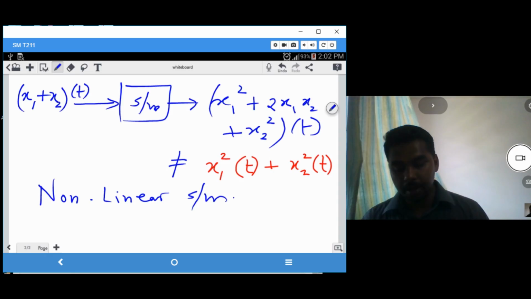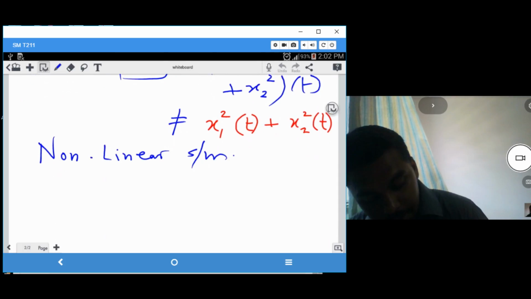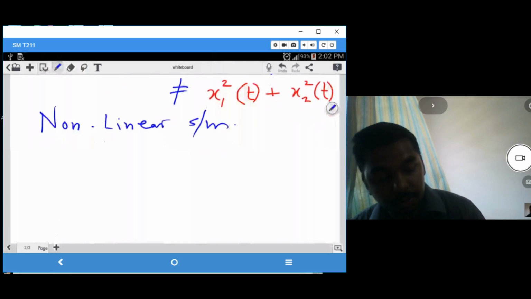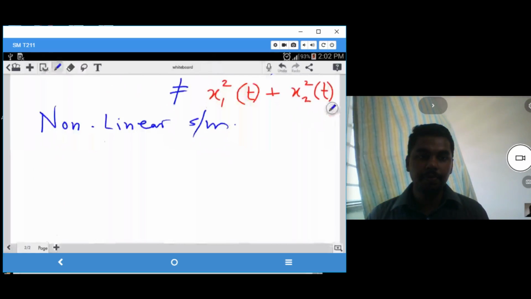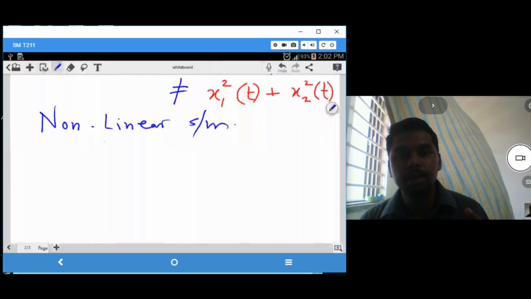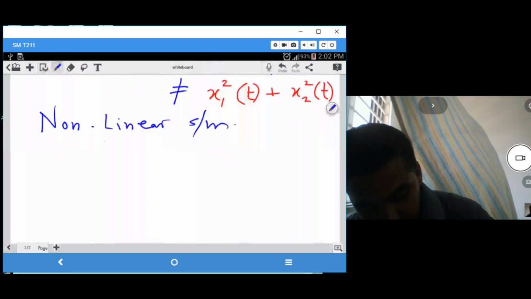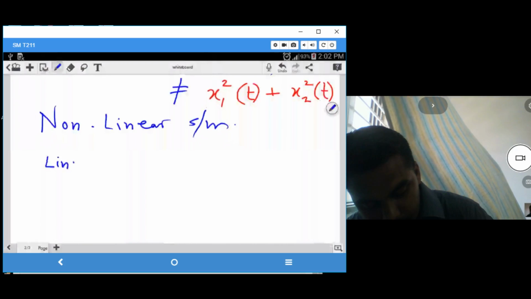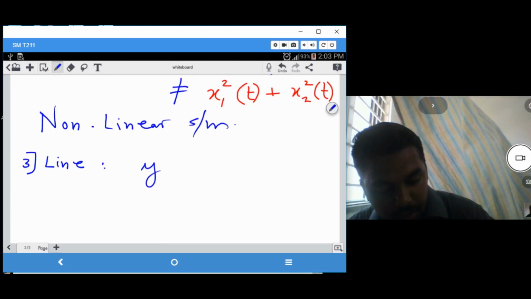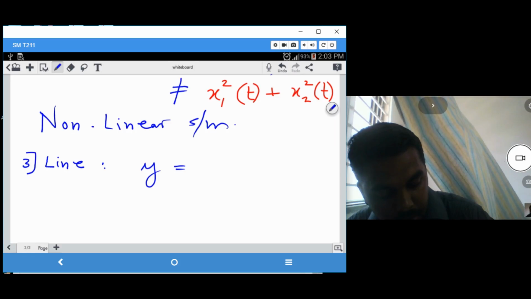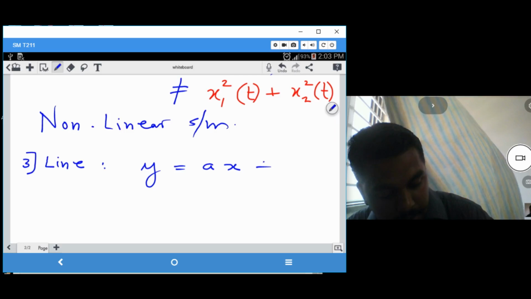Now let us come back to the definition of linearity once again. We define linearity to be composed of additivity and homogeneity. And the term linear is derived from its base word line. So let us take the equation of a line here. This is our third example. We are going to make a system look like a line. So we know that the equation of a line is y equal to ax plus b.